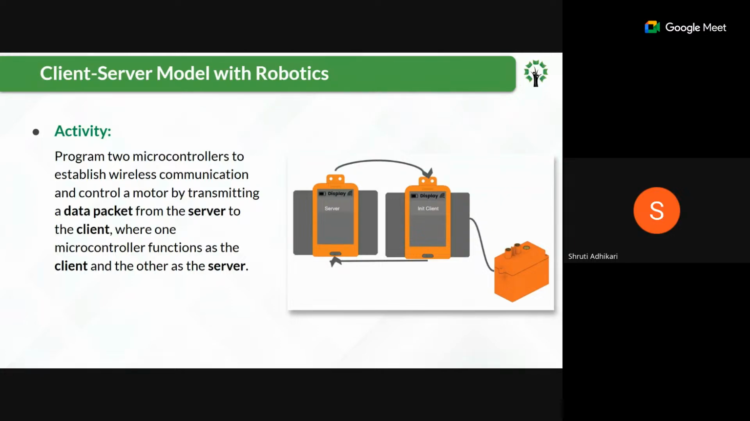Okay, so I'm not going into detail in this activity, just briefing you about it, right? As you can see here, programming two microcontrollers to establish wireless communication and controlling a motor by transmitting a data packet from server to client. So basically, what will happen here is, first, there should be a connection between the client and the server.